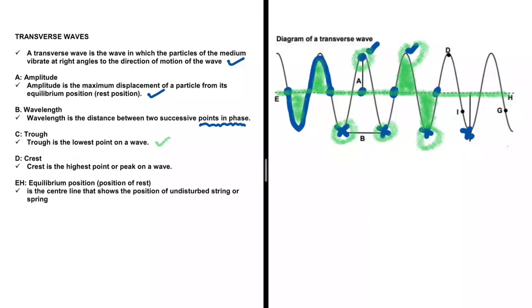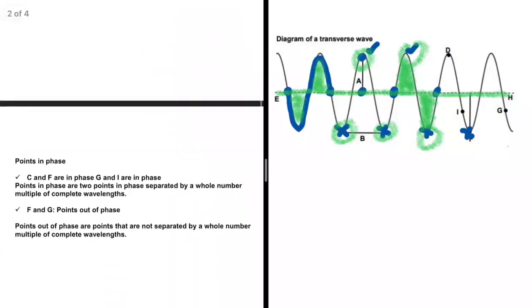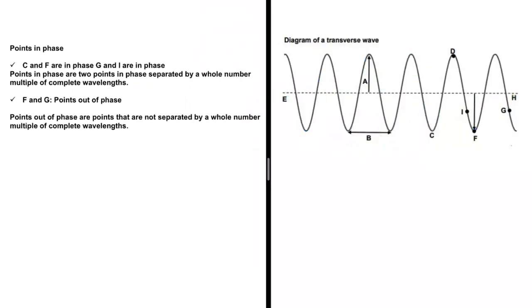transverse waves. I say that we're going to talk about points being in phase and out of phase. So let's go ahead and do that. C and F are in phase, just like G and I. There are also 2 points that are in phase. So let's go ahead and take a look at C and F. We are saying that C and F are in phase, just like G and I.